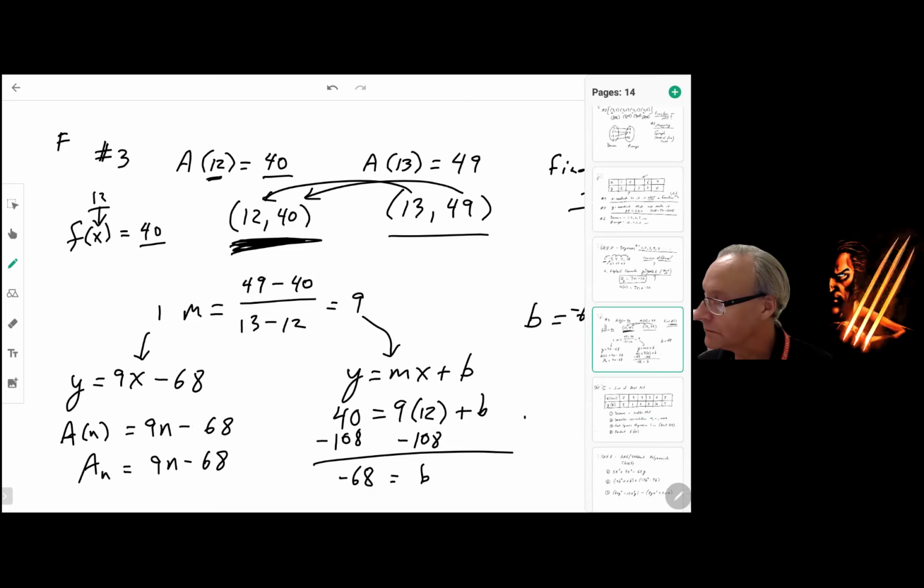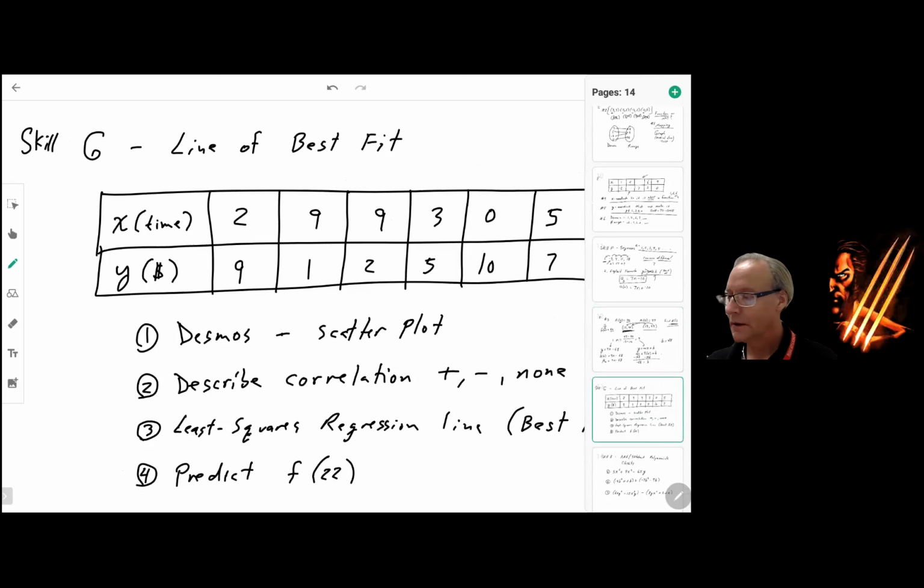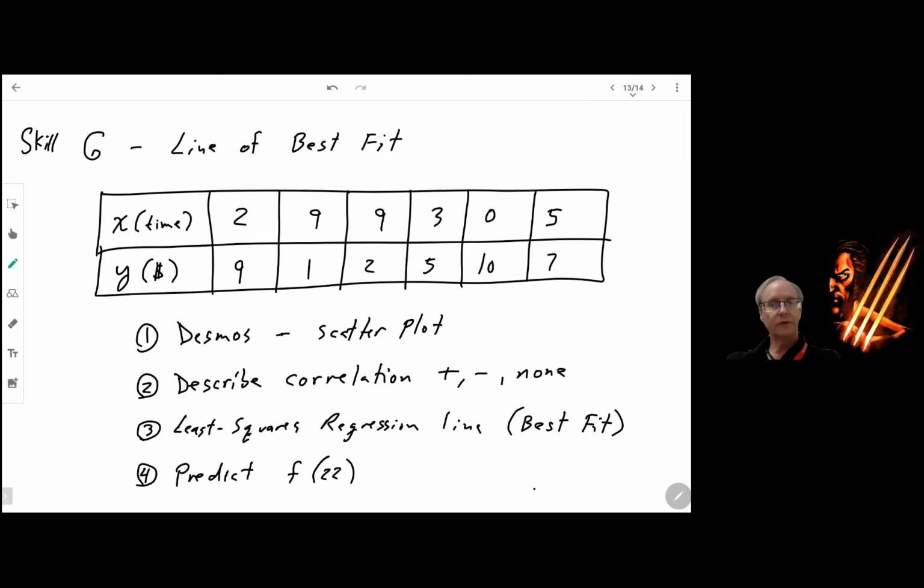We're almost done. Now, we're going to do a line of best fit. And the best thing you can do is to write down your data. And I'm actually going to do this in the video. I'm actually going to write down the data. This is going to be my x's and my y's. So I have x's of 2, 9, 9, 3, 0, 5.